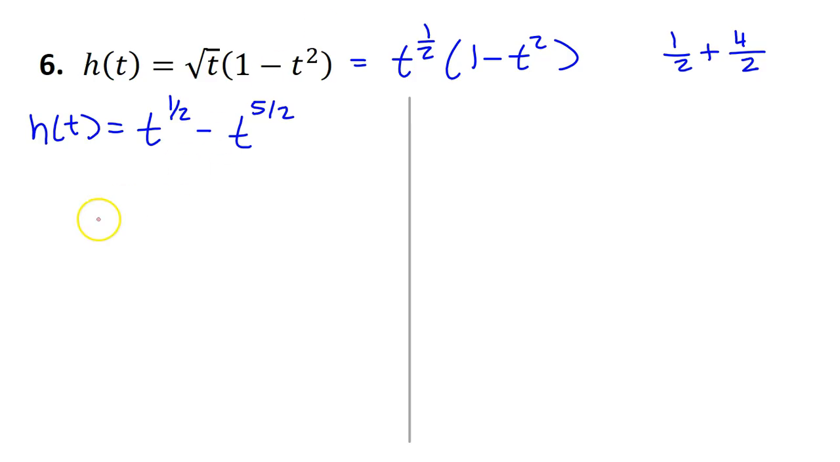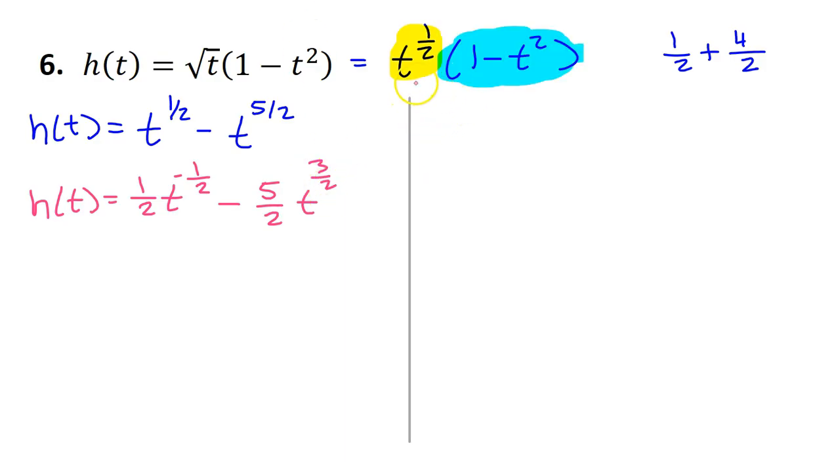Now we can take the derivative term by term very easily. For the first term, we move the 1/2 to the front, and we reduce the exponent by 1. 1/2 minus 1 is negative 1/2. And then here, I'm going to again move that exponent to the front, so we have minus 5 halves t. And reducing this by 1. So in my mind, I'm thinking minus 2 over 2. So that will be 3 halves.